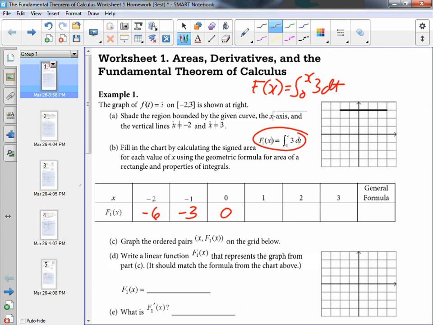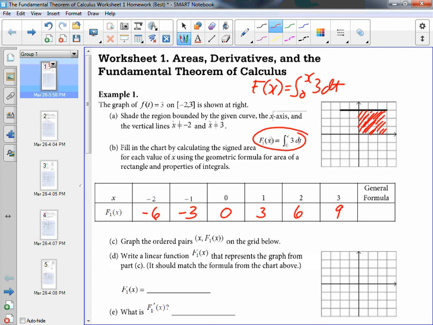Now we get into much simpler stuff here. Because now when x equals 1, that's the integral from 0 to 1. Well, the area of that region is 3. When x equals 2, that's the integral from 0 to 2. 6. From 0 to 3, 9.